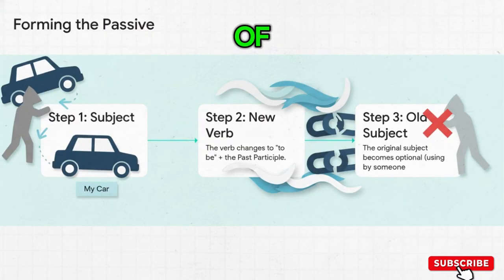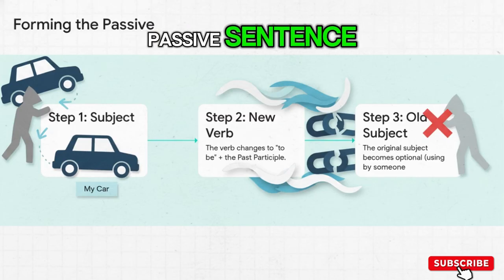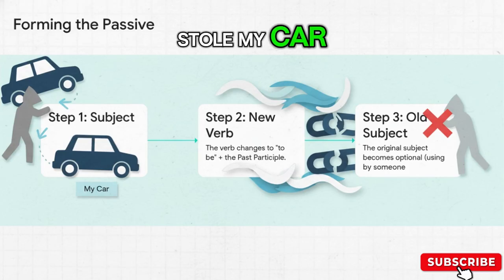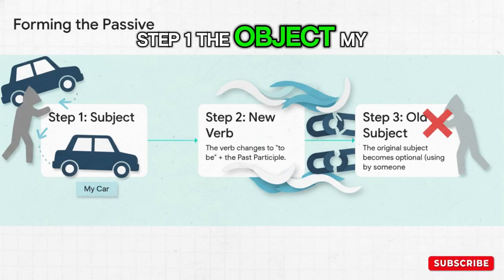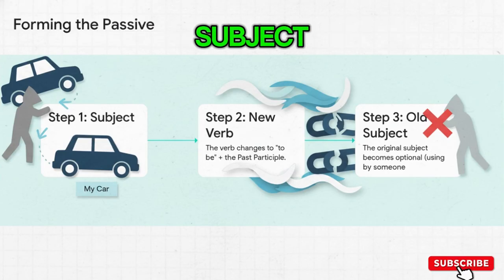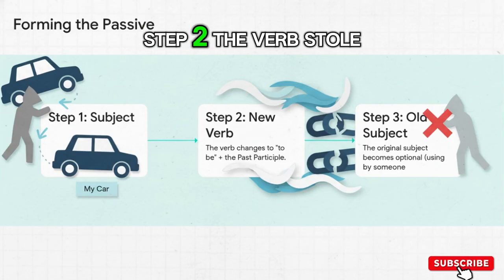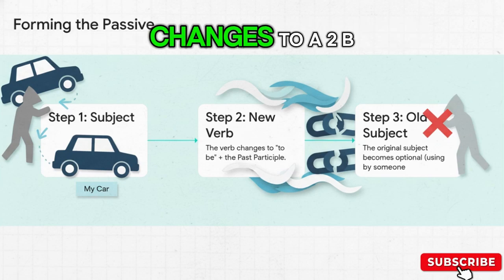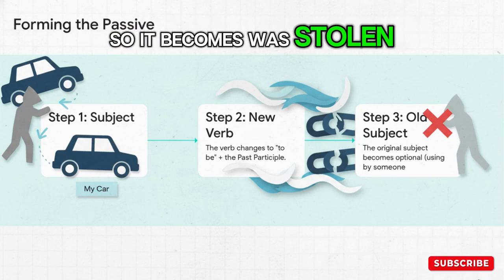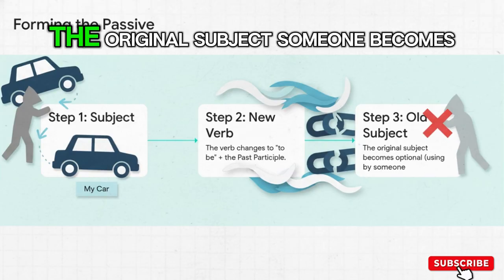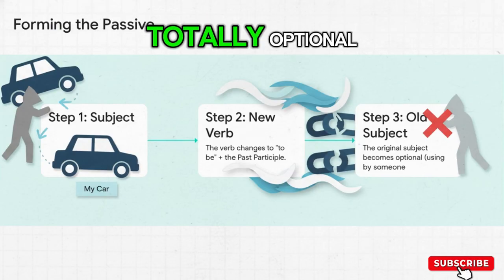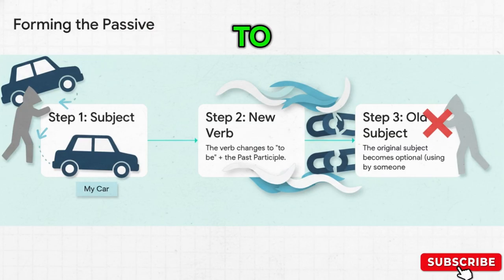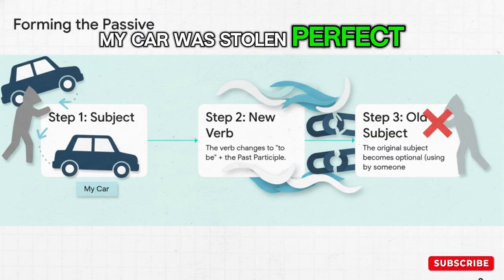Let's do a quick breakdown of how you actually make a passive sentence. Let's say you have an active sentence like, someone stole my car. Step 1, the object, my car, becomes the brand new subject. Step 2, the verb stole changes to a to be verb plus the past participle, so it becomes was stolen. And finally, step 3, the original subject, someone, becomes totally optional. You can say by someone at the end, but you really don't have to. My car was stolen. Perfect.